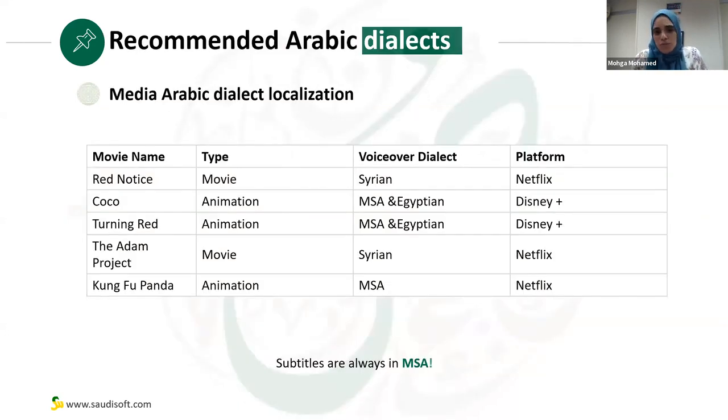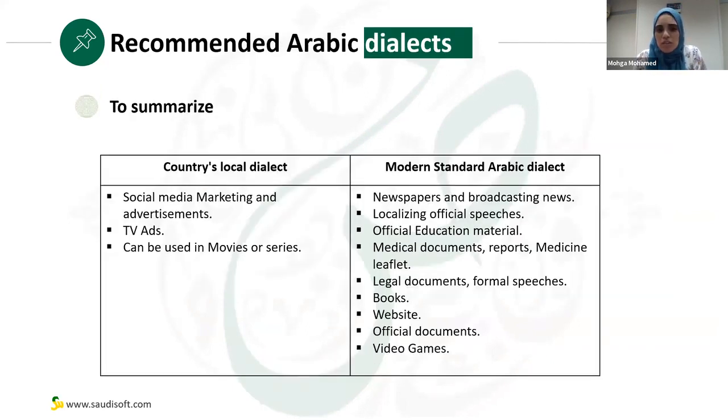And when it comes to movies, we noticed that most of the movies are localized either in Syrian or MSA dialect, while animations are localized into MSA and Egyptian dialect. Some animation production companies used to choose the Egyptian dialect, but it changes after a while to MSA and Egyptian dialects.